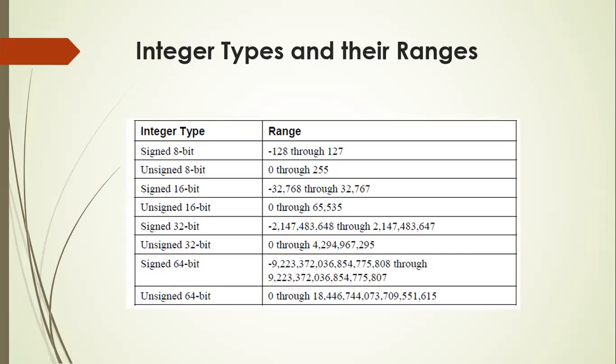So here are integer types and their ranges. The first one is signed 8-bit integer, which has the range of minus 128 to 127. Signed integers are the integers that have both negative and positive values, but unsigned integers are the ones that only have positive values. Similarly, we have 8-bit integers, 16-bit integers, 32-bit, 64-bit, etc. They are going to have different ranges. So we have to keep in mind their ranges and give them values according to their ranges.